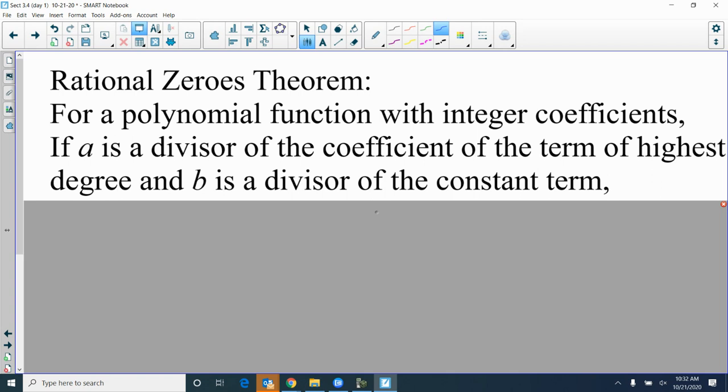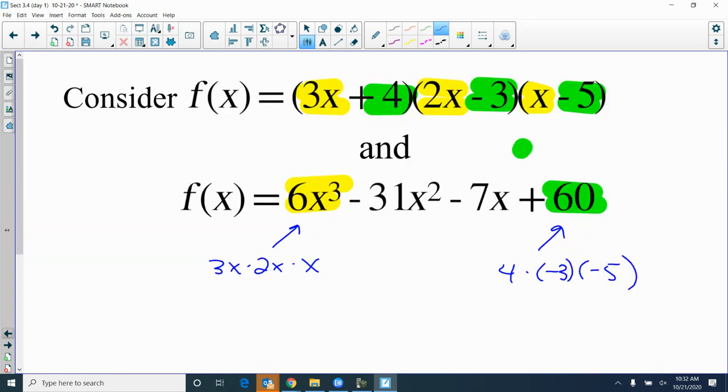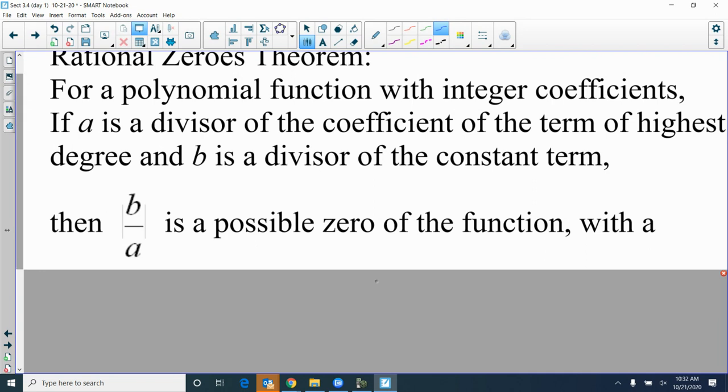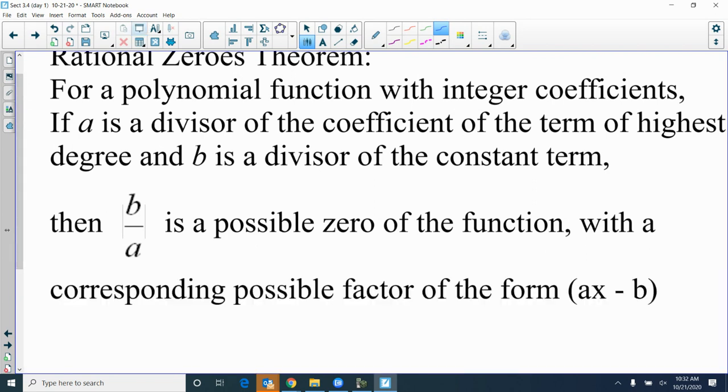All right, and this is just the first part of it. For a polynomial function with integer coefficients, you can't have fractions or radicals. If a is a divisor of the coefficient of the term of highest degree, that is your leading term, your 6x cubed, so a is a divisor, just some 2, 3, 1, and b is a divisor of your constant term, then b over a, b divided by a, is a possible zero of the function, with a corresponding possible factor of ax minus b.